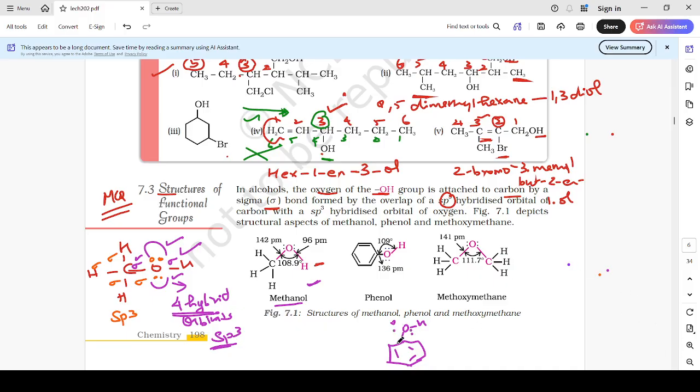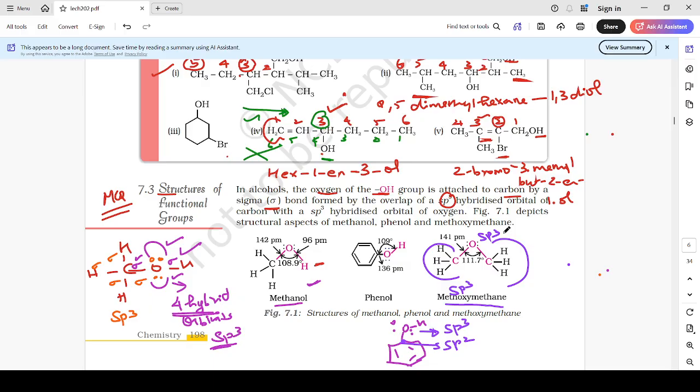Oxygen, as we saw in the previous case, is sp3 hybridized. But what about the carbon here? Isn't it sp2 hybridized? Correct or not? Yes, ma'am. Same way over here, we are talking about ethers. Each carbon is sp3 hybridized and the oxygen is also sp3 hybridized here.